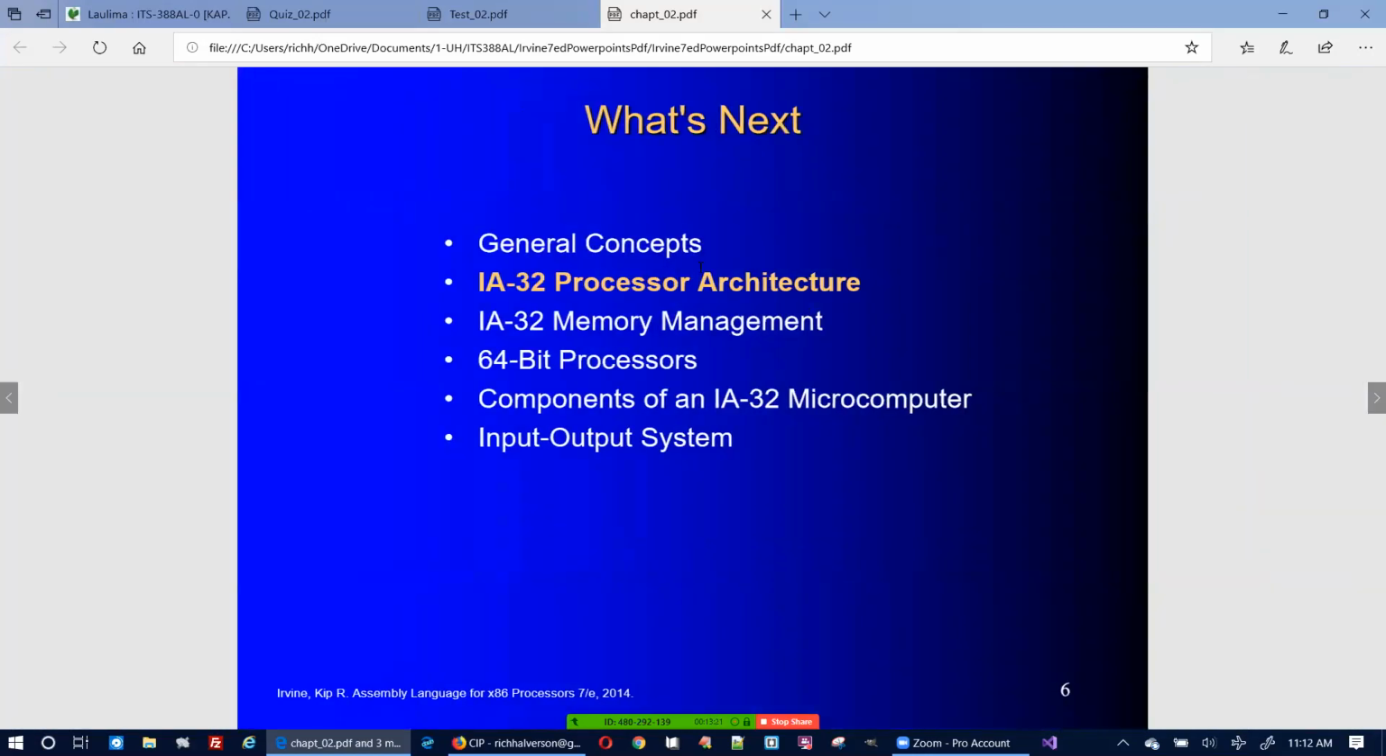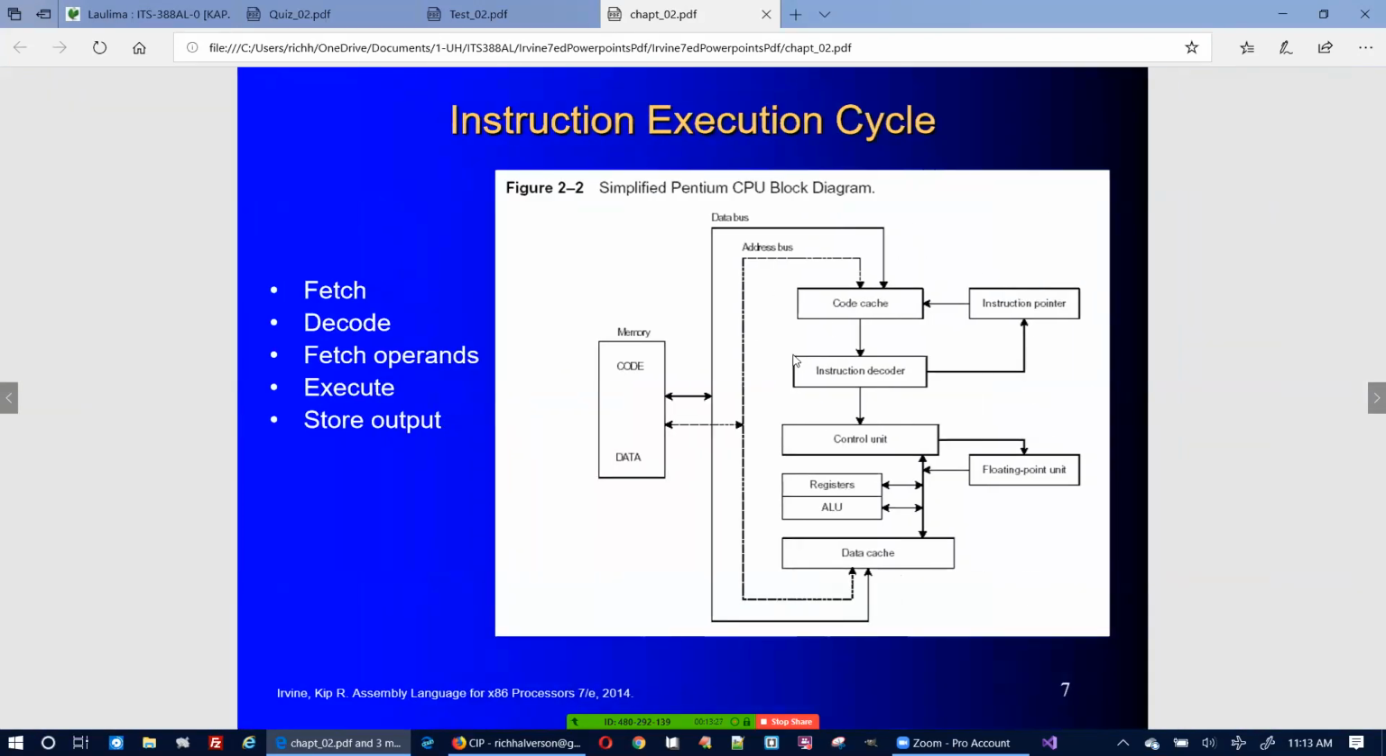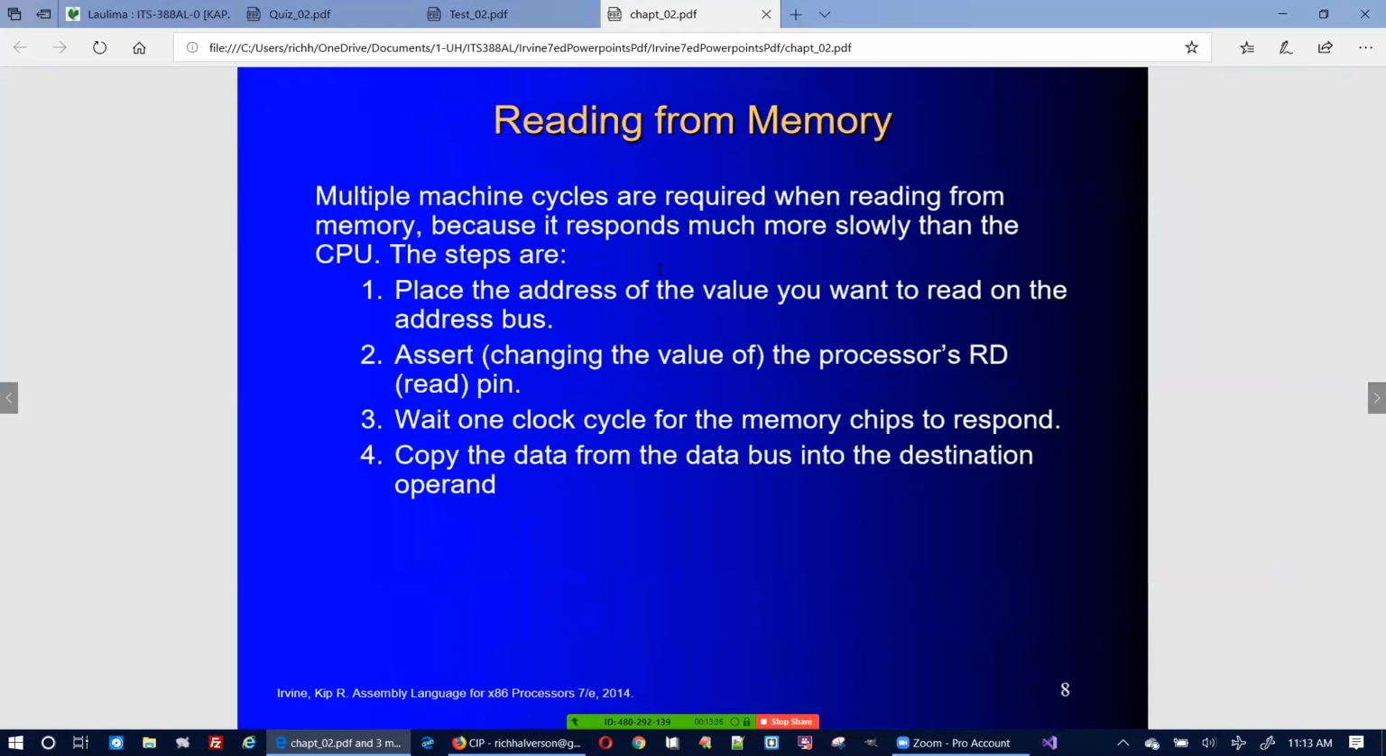If we go into the 32-bit processor architecture a little bit, this is a meaningless slide. This doesn't make any sense. I don't know. I'm just not even going to look at that one.